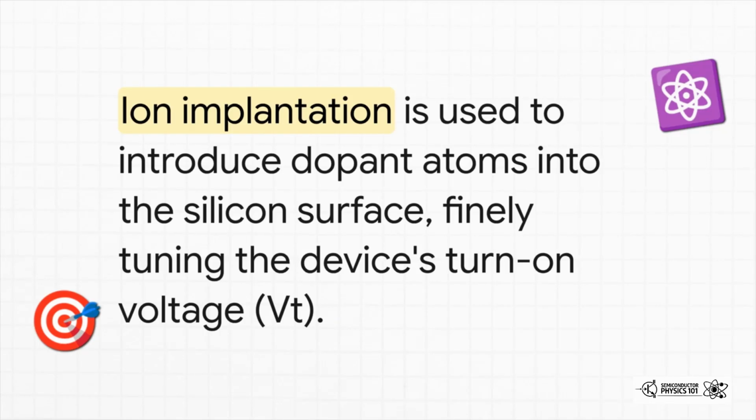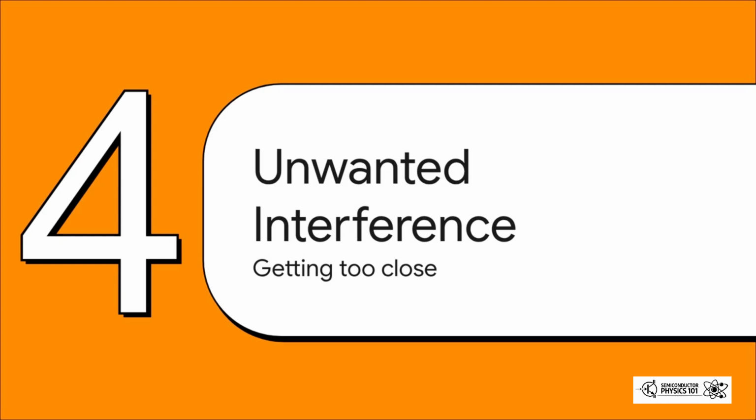And by controlling the exact dose of these implanted dopants, they can tweak the electrical properties of the channel and set that threshold voltage to the precise value they need. It's incredible stuff. But even with that amazing level of control, shrinking the transistor just creates a whole new can of worms. When you squeeze the source and drain terminals closer and closer together, they actually start to interfere with the channel that's in between them, and that undermines the gate's authority.